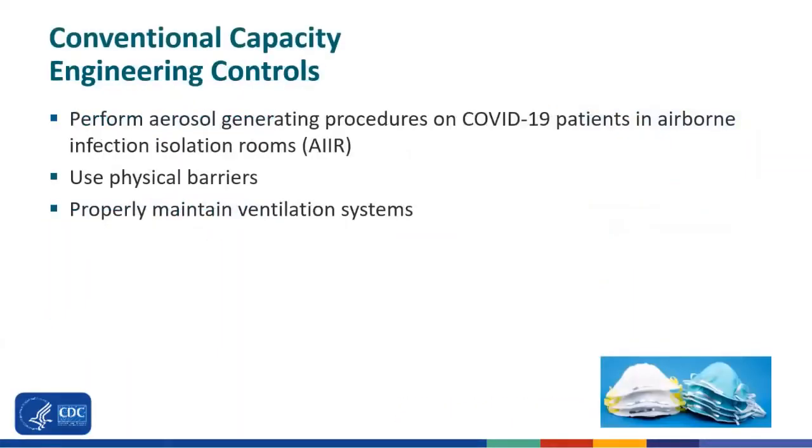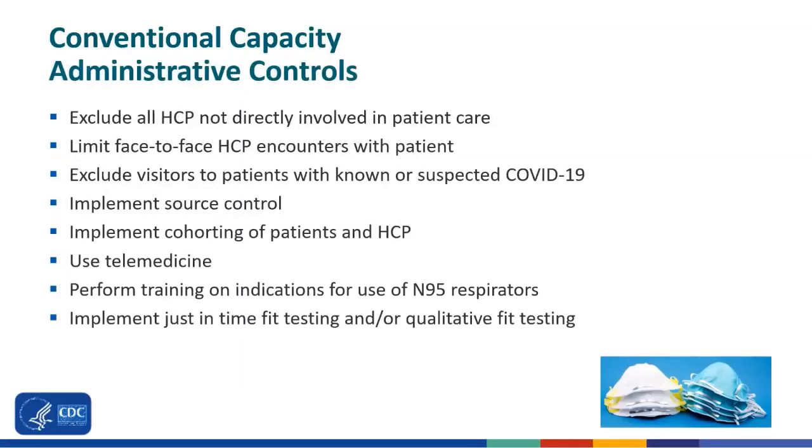So engineering controls within conventional capacity include things like performing aerosol generating procedures on COVID-19 patients in airborne infection isolation rooms, or AIIRs, using physical barriers like glass or plastic windows in reception areas, and also properly maintaining ventilation systems. Administrative controls within conventional capacity include things like excluding all healthcare personnel not directly involved in patient care, such as dietary or housekeeping, limiting face-to-face healthcare personnel encounters with patients by bundling care activities, excluding visitors to patients with known or suspected COVID-19, implementing source control.